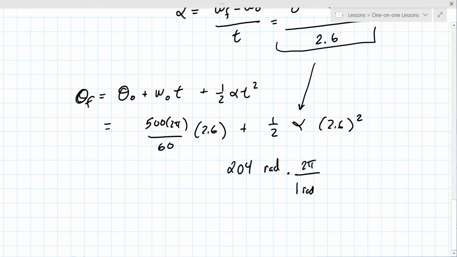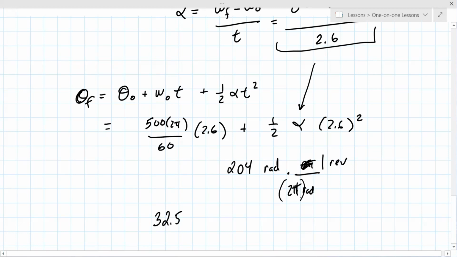Okay, so 204. No, I'm sorry. There's 2 pi radians in 1 revolution, so it's that answer that you just got divided by 2 pi. I don't know. I might need the full wording so I can search for it if this isn't right. I get 32.5 here. Remember, when you divide it, put that in parentheses.